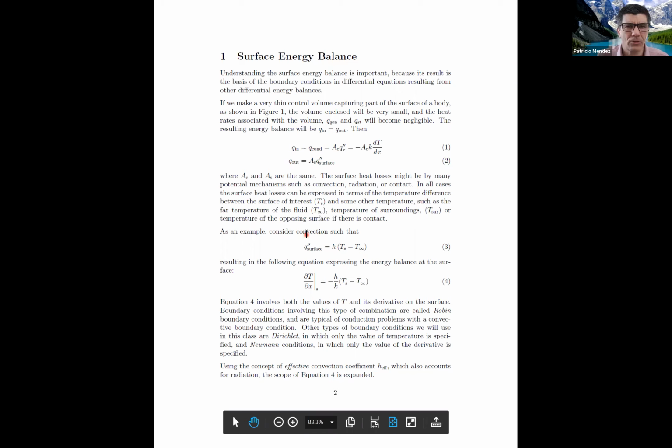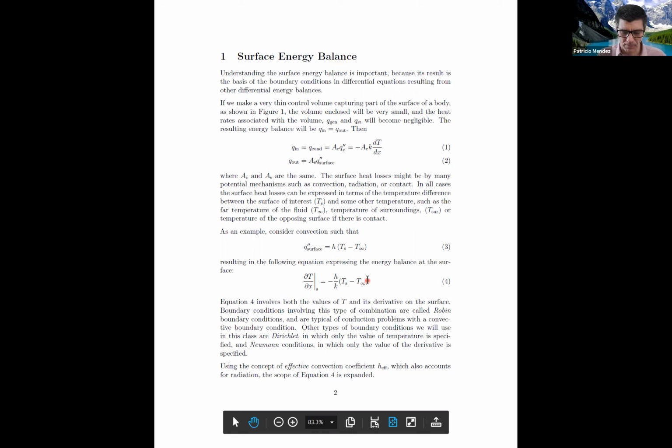Let's assume it's surface because it can be extrapolated to everything. Let's say it's convection. So this heat flux at the surface would be h times the temperature of the surface minus the fluid at infinity. If I get this equation 3, I put it in equation 2 to calculate Q out, and I have a Q in here, and I combine Q in and Q out together, I end up with this equation 4. And isn't this incredible?